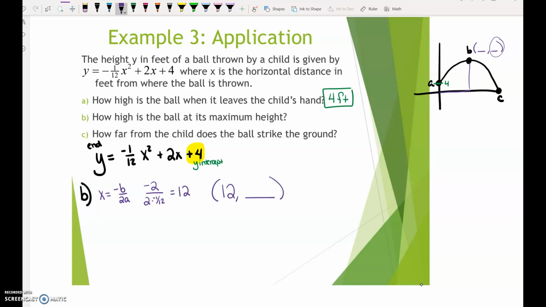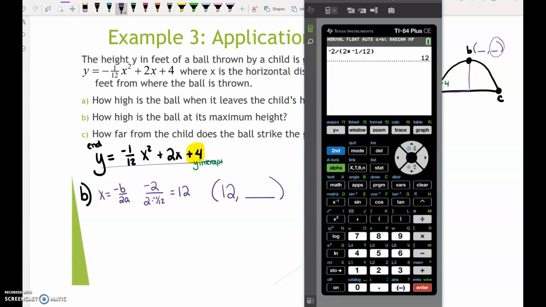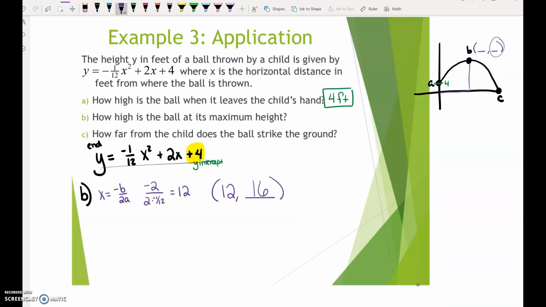We need to plug that number into this equation to figure out the y value of the vertex. So again, grab your calculator. -1/12 times parentheses 12 squared plus 2 times 12 plus 4. I get 16. So we plugged in 12 and we got 16 as our answer. That means 12 feet in, the ball is 16 feet high. So how high is the ball at its maximum height? 16 feet.